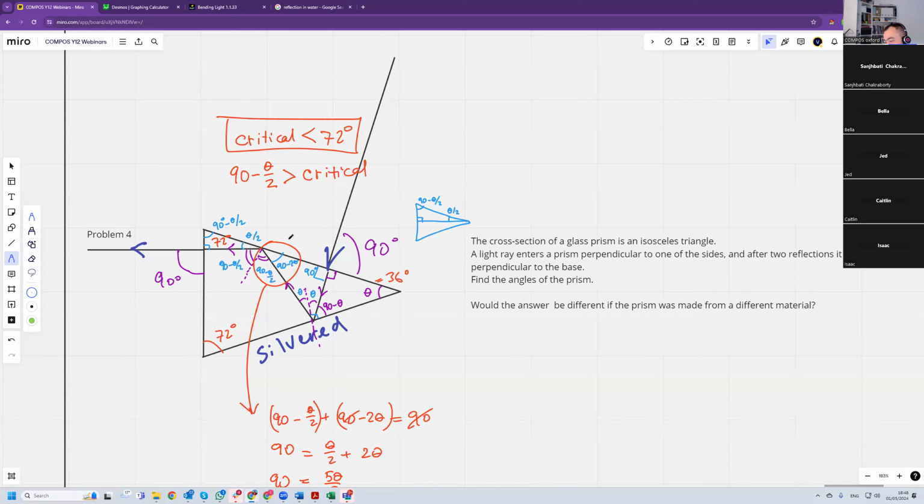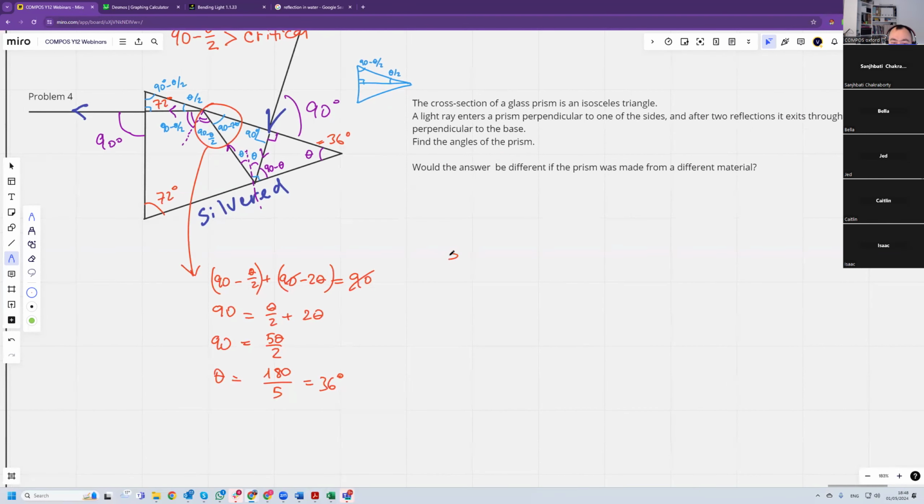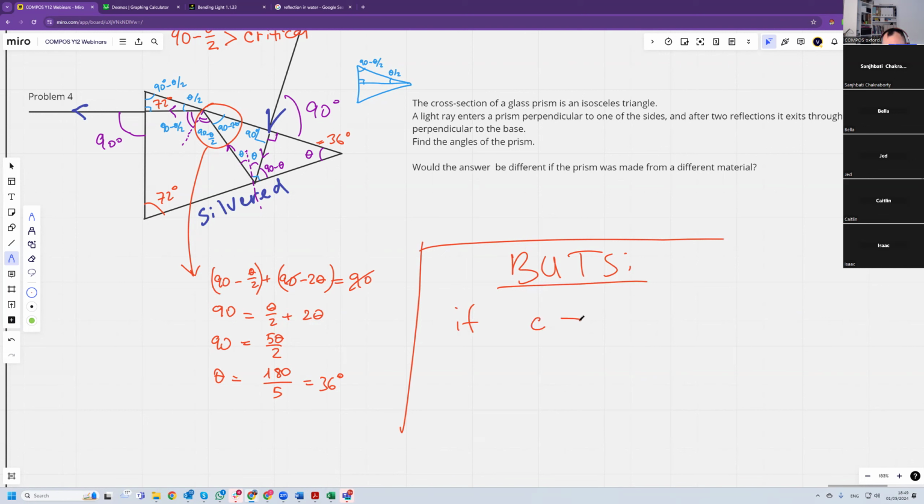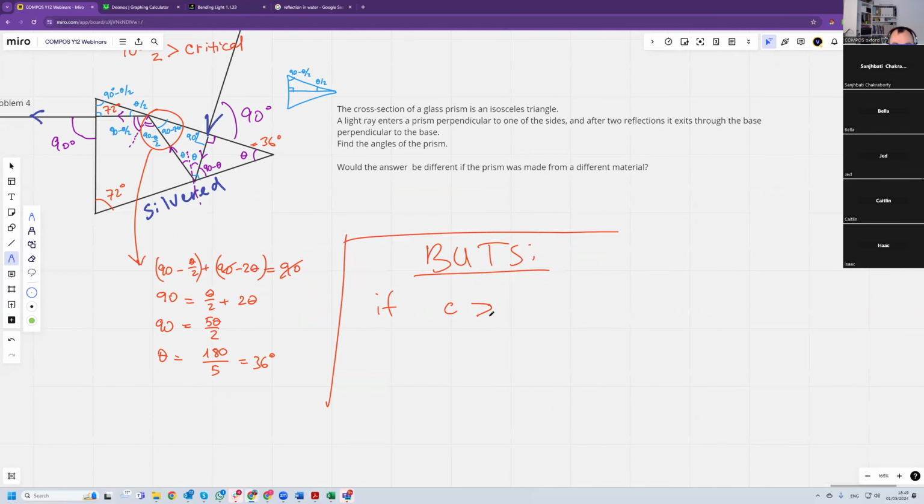But I came to this extreme case. If the critical angle is greater than 72 degrees, sorry, it must be less than 72. If the critical angle is greater than 72 degrees, then you have no TIR at the top surface.